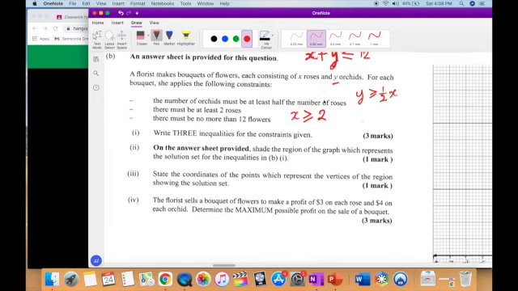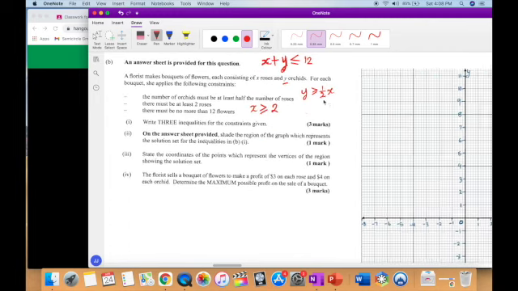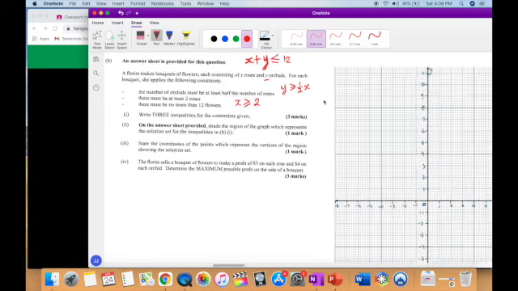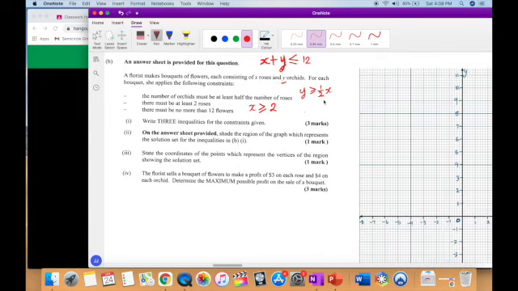So you can see paper 2 could definitely come with a question like this. And really and truly the hardest part of this question is making sure that you come up with the correct inequality, right? So I have these three inequalities here now. Y is greater than or equal to a half X. X is greater than or equal to 2. And X plus Y is less than or equal to 12. So those are the three inequalities that I have.